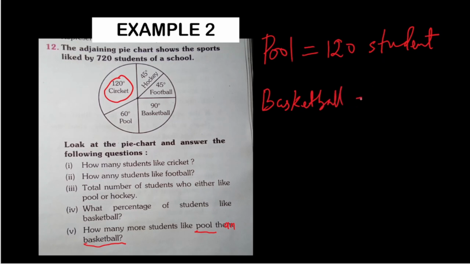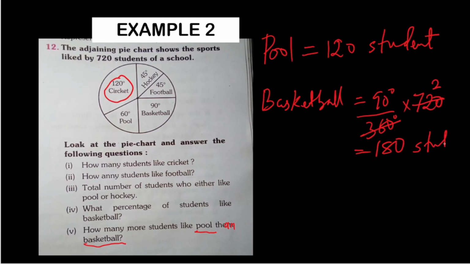So that's going to be how many? That's 90 degrees out of 360 degrees. Instead of multiplying by 100, don't forget, the last one we multiplied by 100. We now multiply by what? 720, because we want to find the number of students. All right. So 360 here 1, 360 here was 2. So this gives us 180 students. 180 students like basketball.